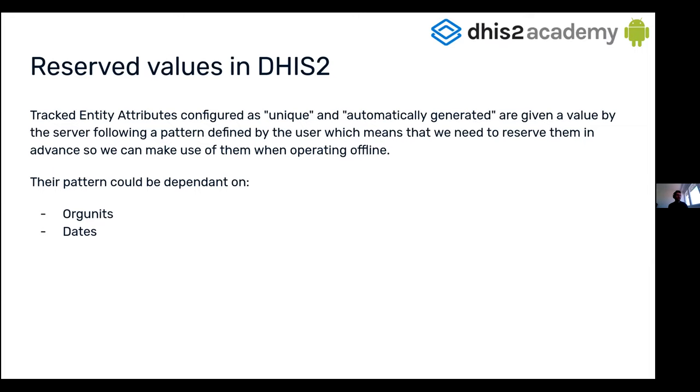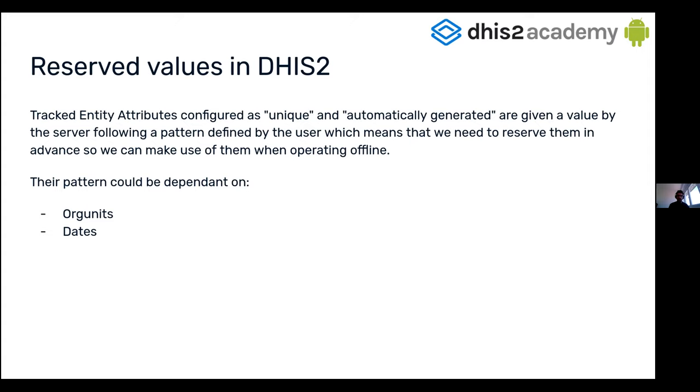Okay, you know that tracked entity attributes can have some properties like the value type, for example, if it's numeric or a text or a date or whatever. And also there's a property called unique and automatically generated. That means that it is not the user who enters the value for that attribute, but the system that generates the value. And this value is usually unique. And also you can specify a pattern to generate the value. So this value has to be unique in the whole system.